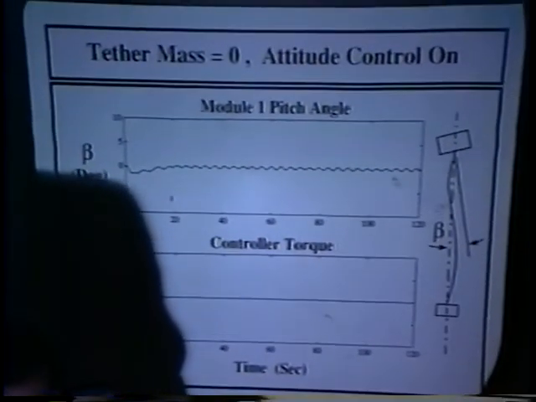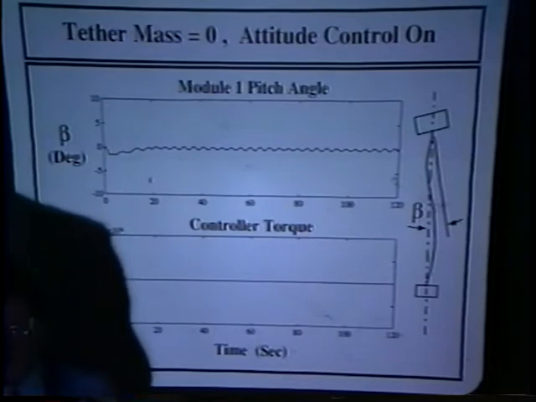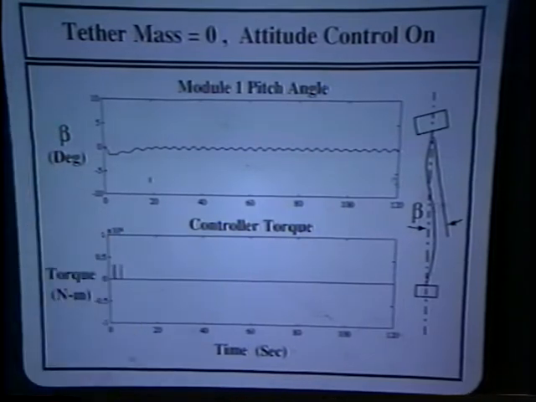I'll show results for a 19-second spin-up to the nominal angular rotation rate of 2 RPM. Here first is a case with a massless tether, and you can see that the oscillations are well controlled to less than half a degree RMS, and the controller torque necessary to do that is very small. Just a few pulses at the very beginning of the spin-up are enough to keep the module oscillations small.